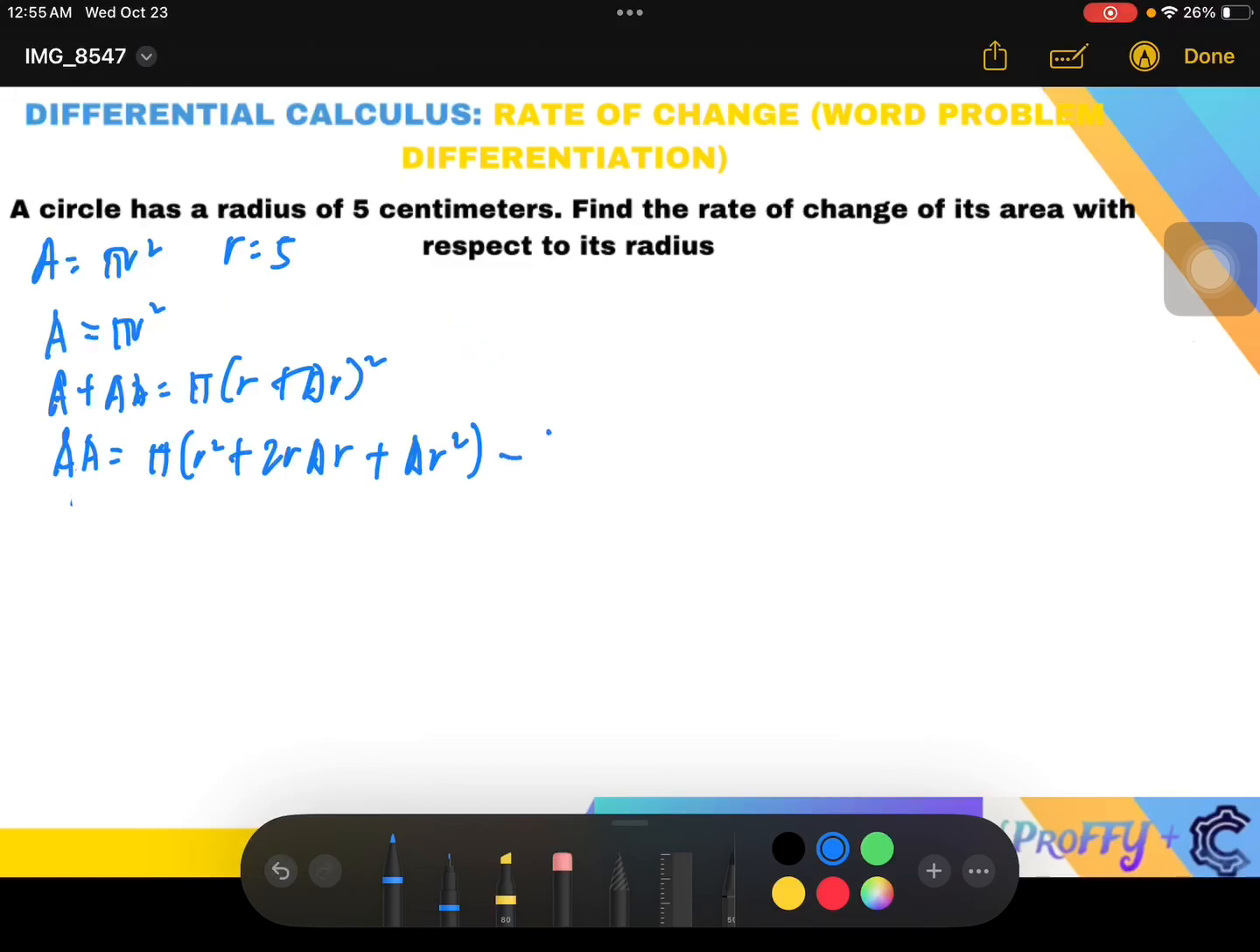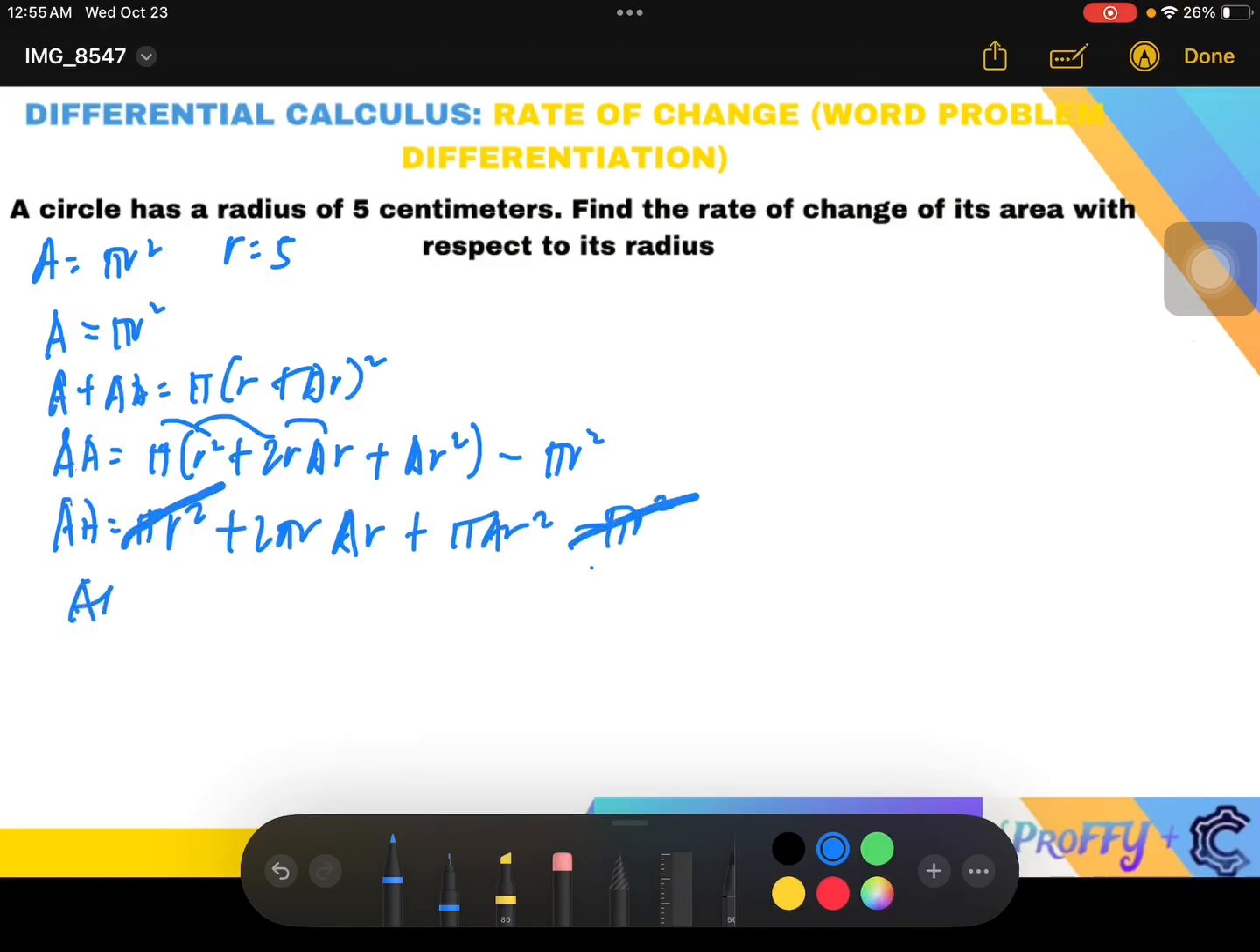So, next is that transpose the a. So, magiging minus a yan sa dulo. So, what is the value of a guys? Pi r squared. So, distribute the pi sign guys. Nagdi-distribute lang ako guys. So, this will be cancel, the delta a is equals to what? 2 pi r delta r plus pi of delta r squared.